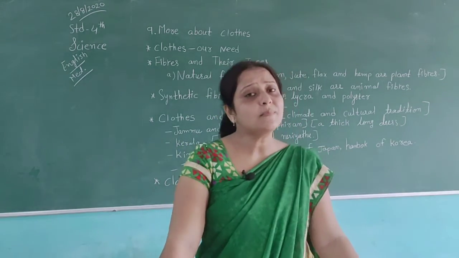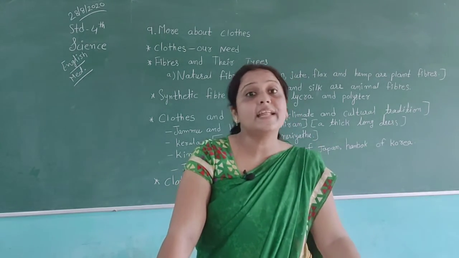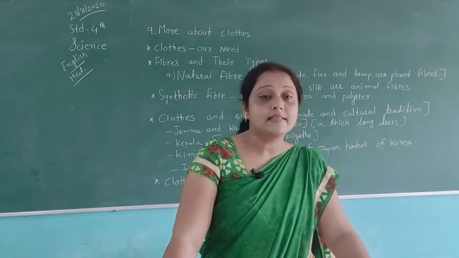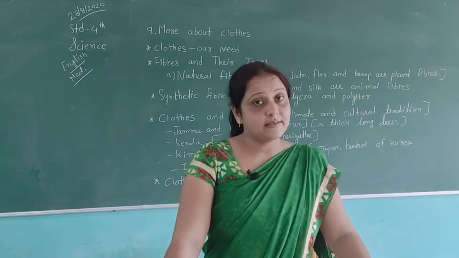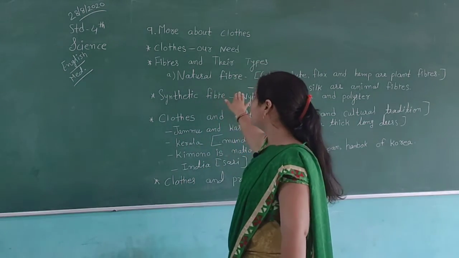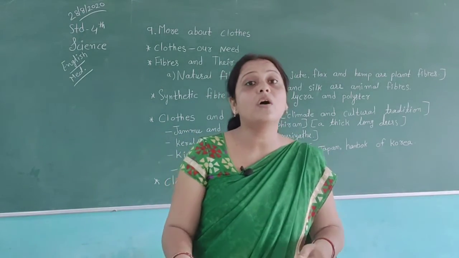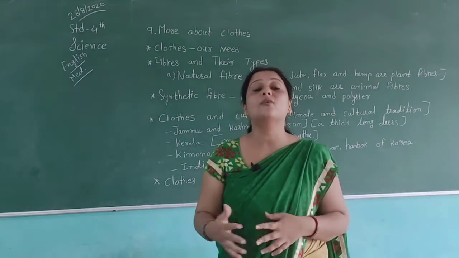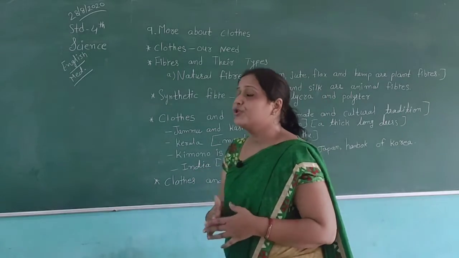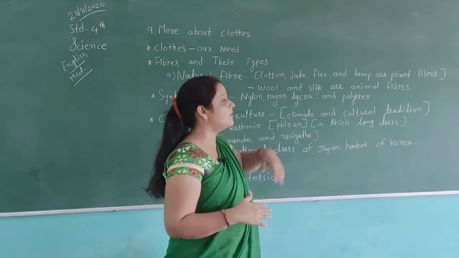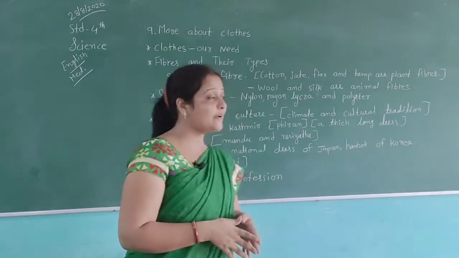And we also have some types of clothes which we get from natural sources. We get this type of clothes, which are made from natural fiber. Natural fibers are called natural fibers because they are made from plants and animals. Cotton, jute, we almost always use this type of clothes in our life. Cotton, jute, flax, and hemp are examples of plant fibers.